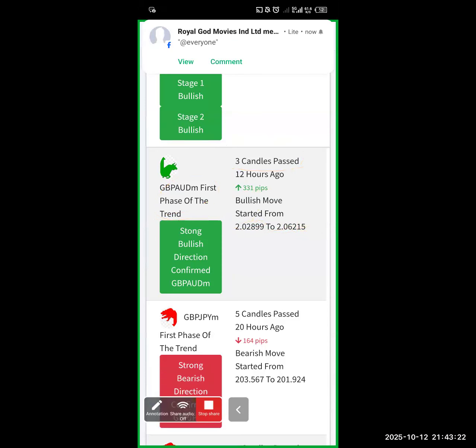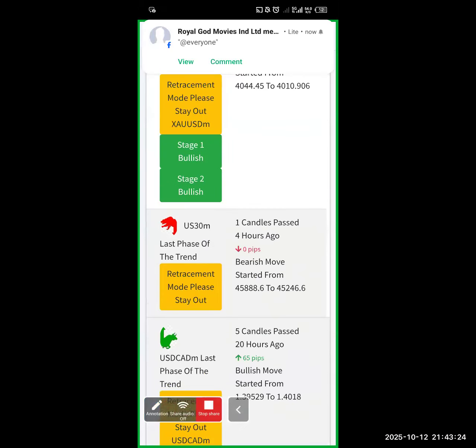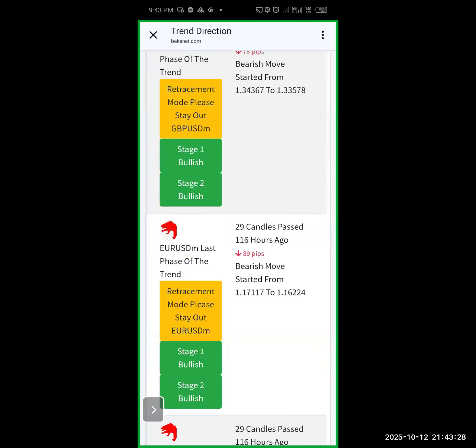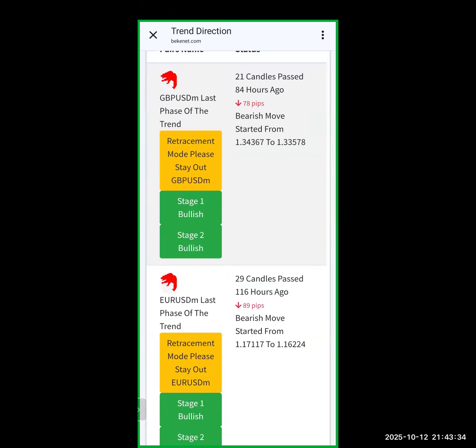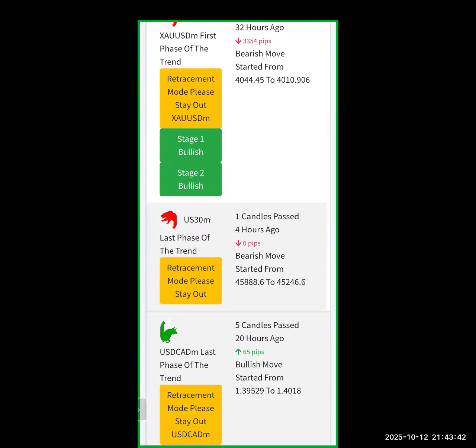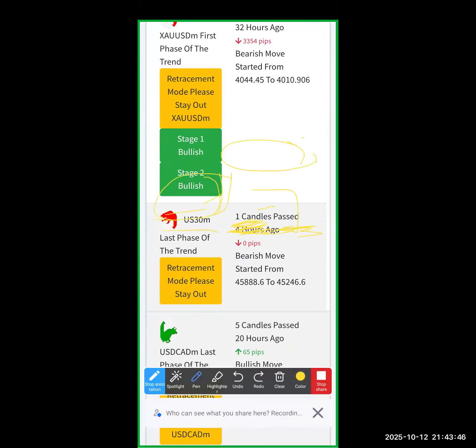Now let's see if we can see anything like a last phase here, because the last phase is simply telling us that this price has been on a bullish direction, it has gone to the top side, but now is on the last phase. The last phase simply means that we are still on a bearish direction, but we don't know when this is going to change. Just be careful. But the first phase is just starting now, very, very fresh. As you can see, this is the last phase, but it's on a retracement mode. This is the last phase on a bearish direction.